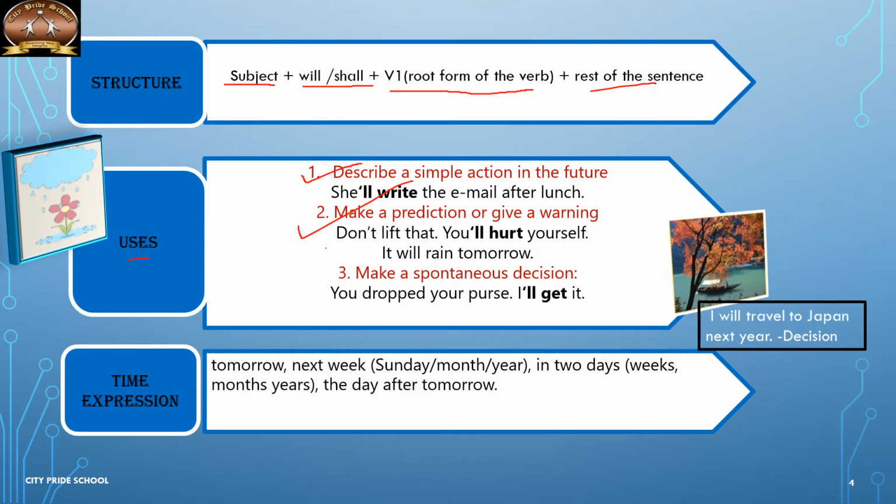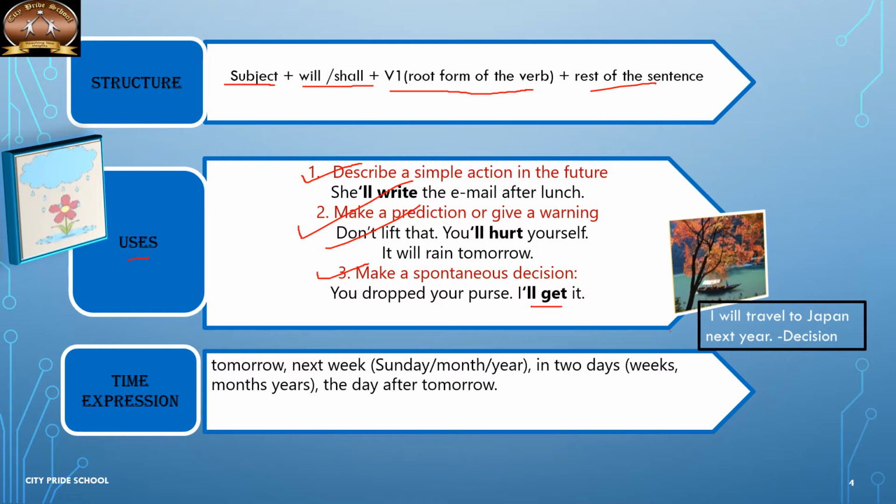Don't lift that, you will hurt yourself. This is a prediction. Or it'll rain tomorrow. This is also a prediction. Then the third use is to make a spontaneous decision. An example is, you dropped your purse, I'll get it. So when somebody dropped the purse, I have decided there and then only, I'll get it.